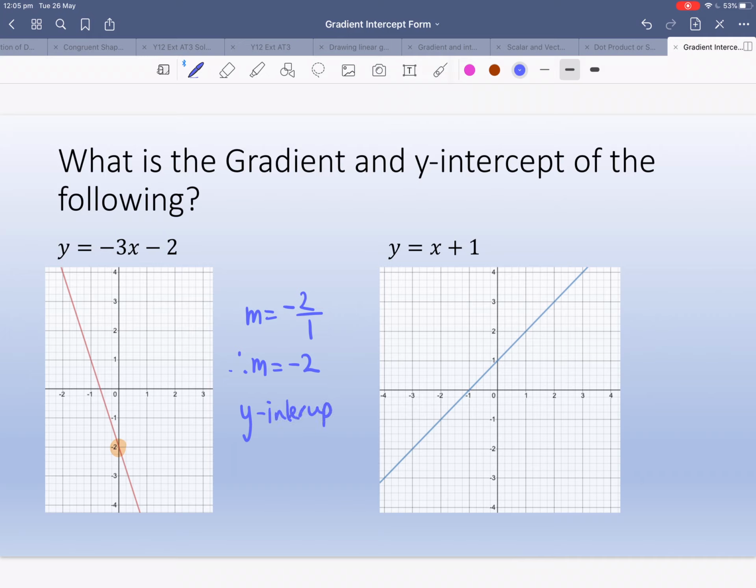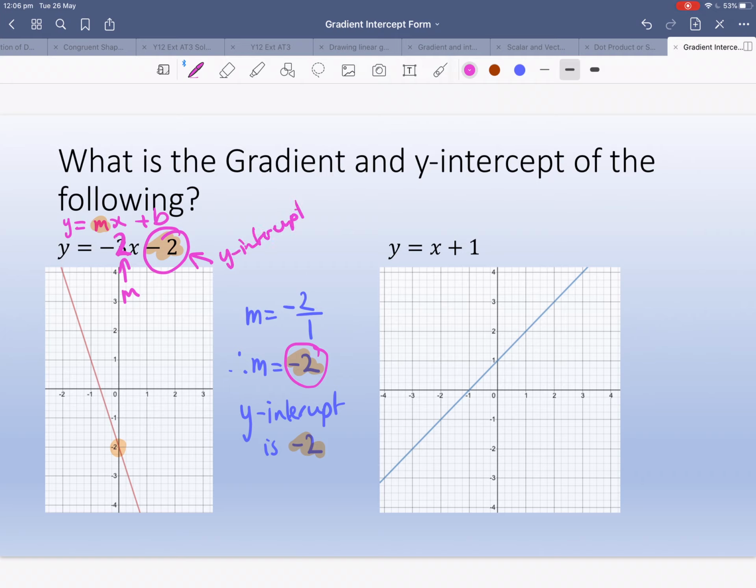Y-intercept is -2. Now, I've actually written something wrong here. This is supposed to be written y equals mx plus b, where m is our gradient, and our gradient is -2, and our y-intercept should be this, and that's -2. So the mistake is our gradient is -2. Well, I've got -3 there, so it should be written as -2 there. All right. So this number here is our gradient, and this is our y-intercept.